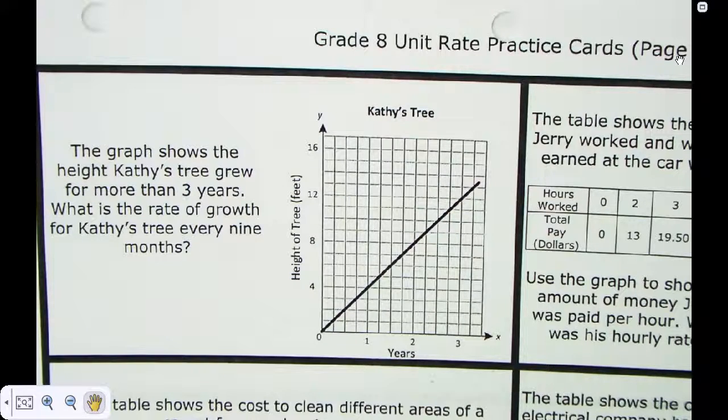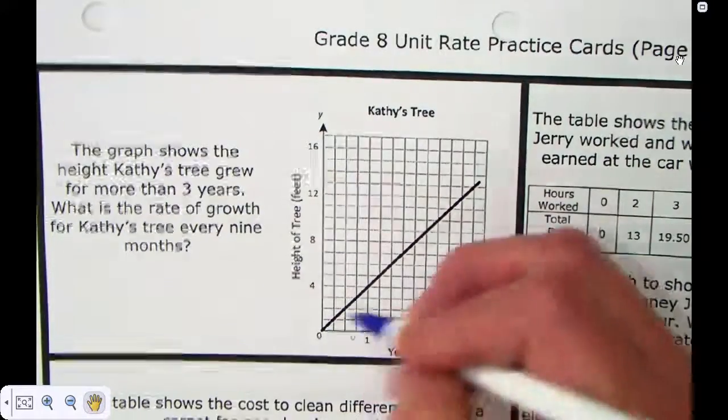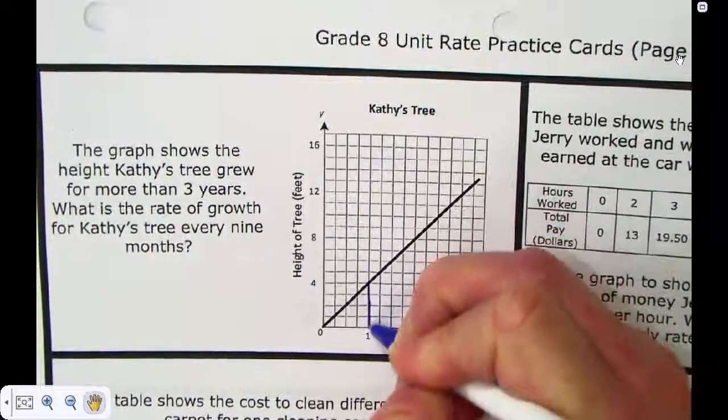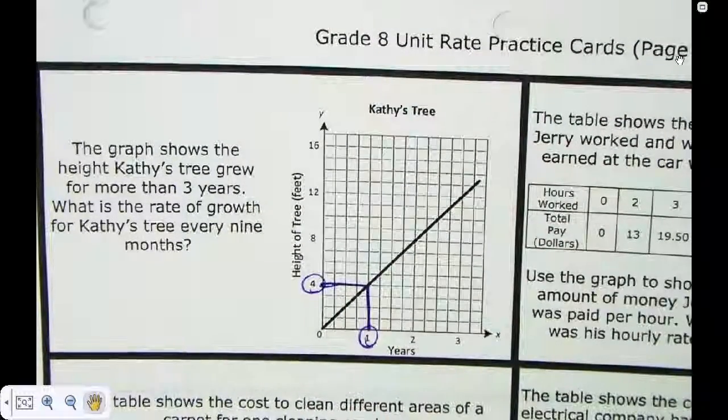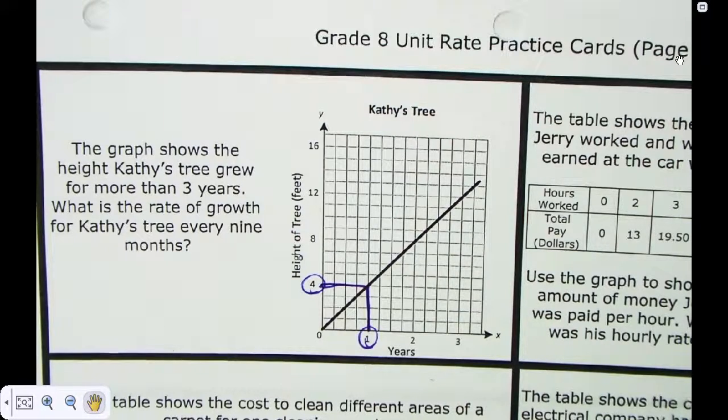What is it? 4. We weren't too confident. Where did they get 4 from? I did this. Since it was proportional, I did this. I looked at 4 and 1. 4 for what? 4 what for what? 1 what? 4 feet for 1 year. Okay? That's the unit rate.